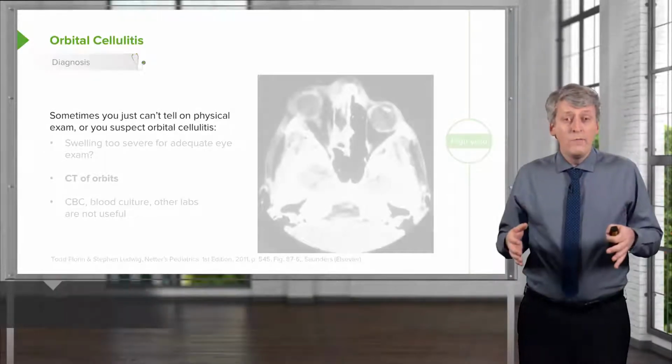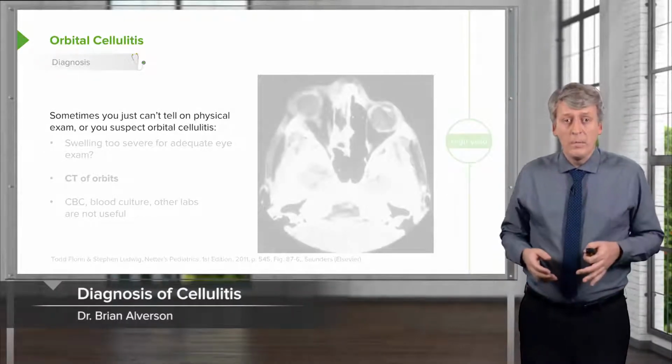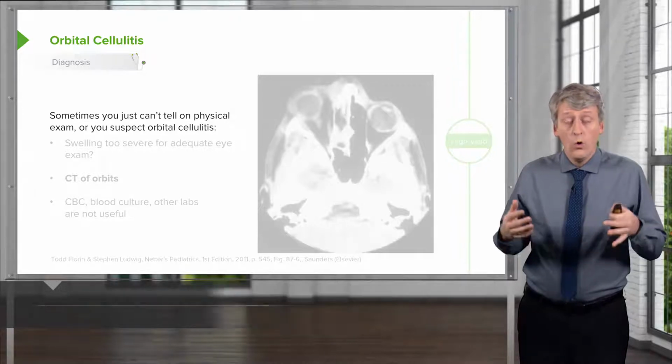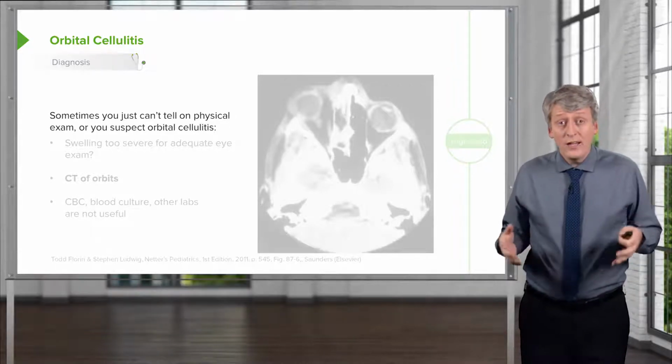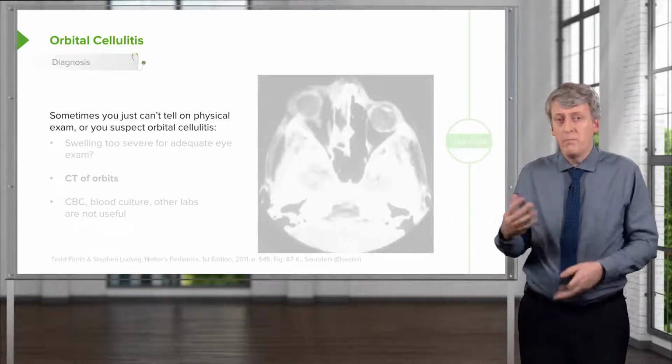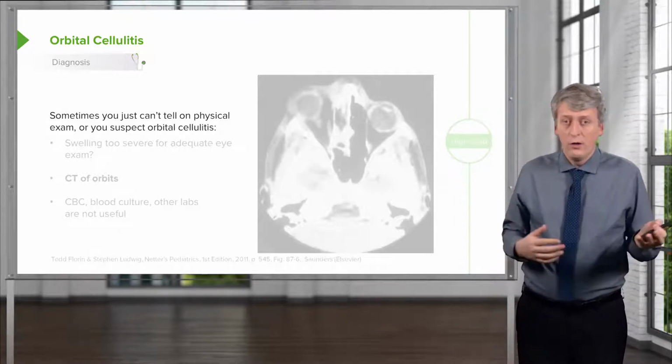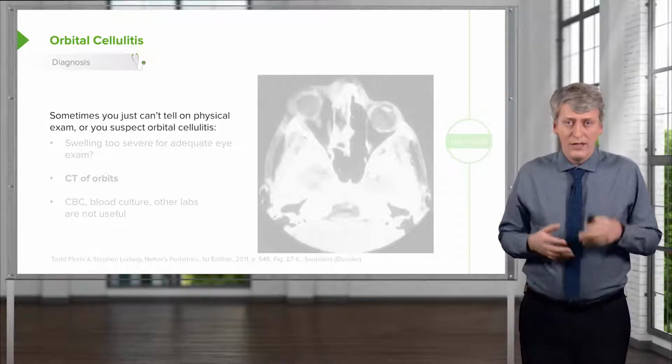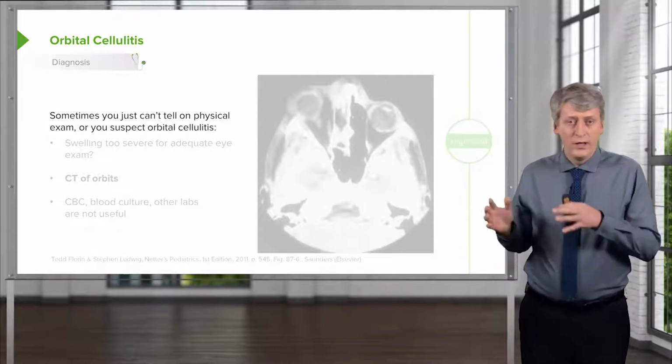So there are times when you simply can't tell whether a patient has preseptal or orbital cellulitis. You can't tell because, let's say, there's so much swelling they can't even open their eyes, so you can't possibly tell whether it hurts or whether they're looking in one direction or not. This definitely happens. In those cases, we'll get a CAT scan.